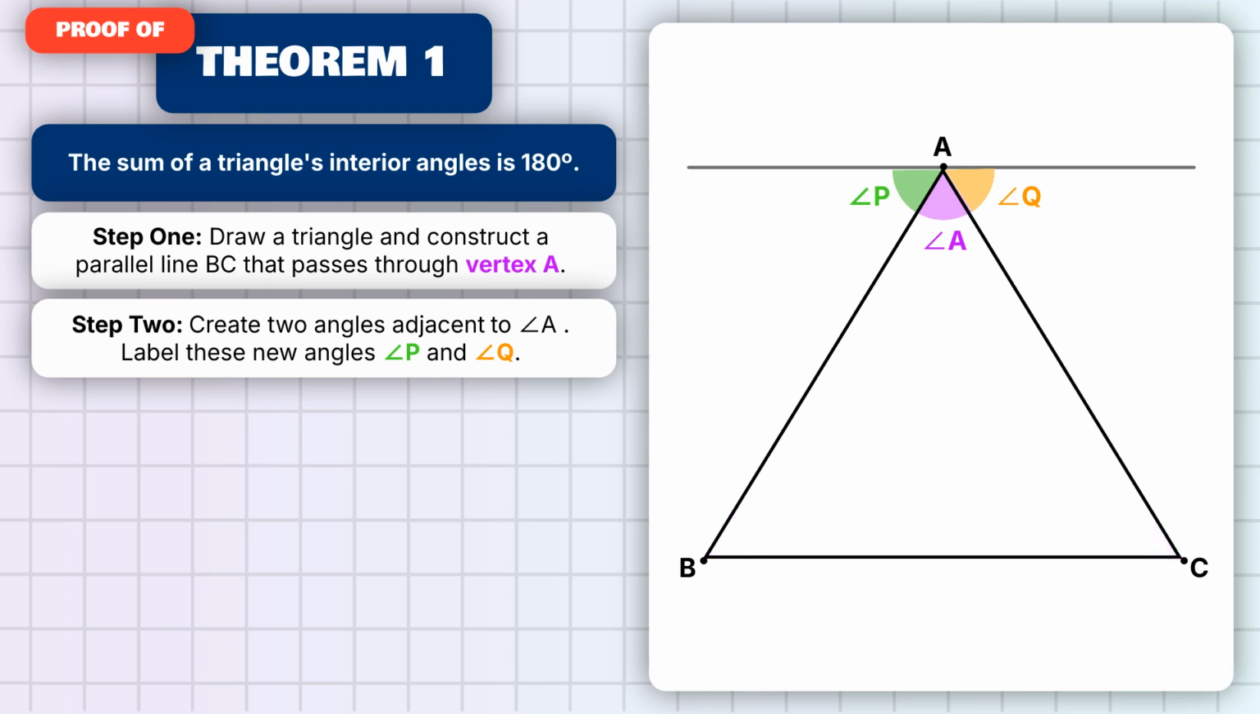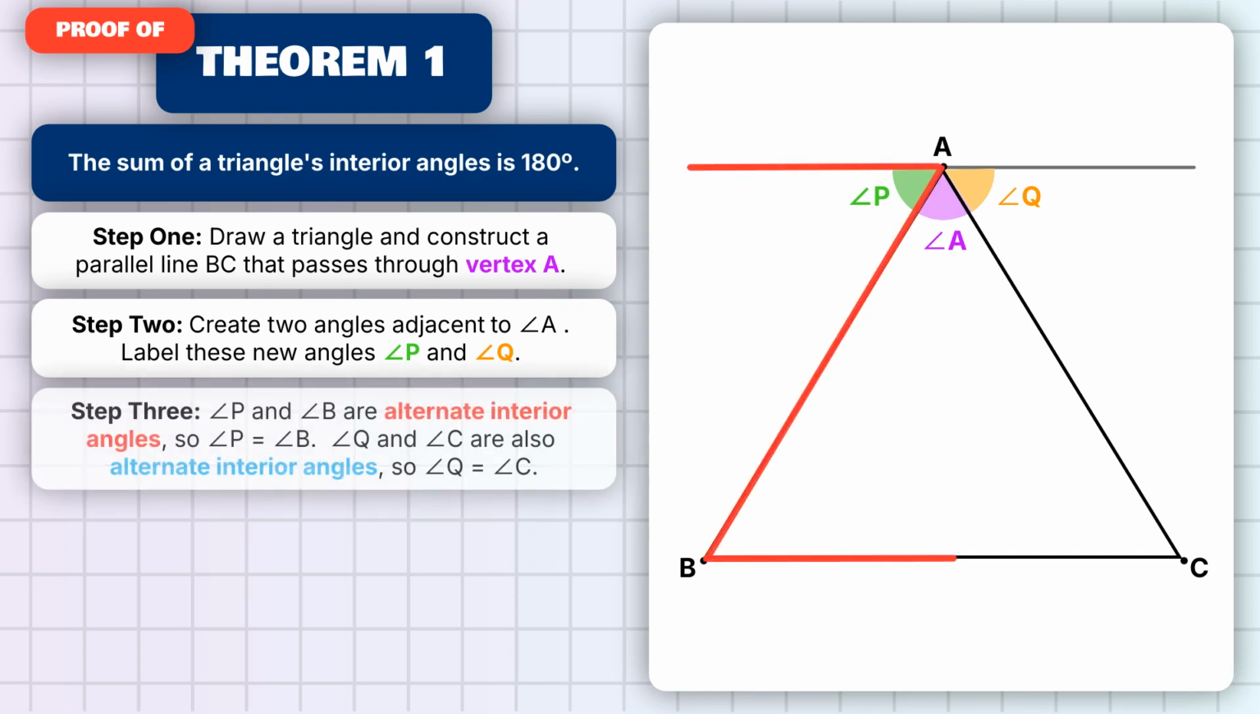Now let's move on to our third step. Look closely at the parallel lines and the intersecting lines AB and AC. Notice that angle P and angle B are alternate interior angles and hence they are equal. So angle P equals angle B. Similarly, angle Q and angle C are also alternate interior angles and they are equal. So angle Q equals angle C.